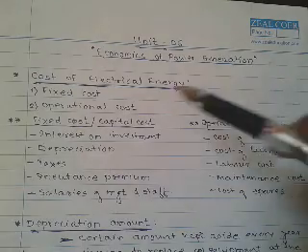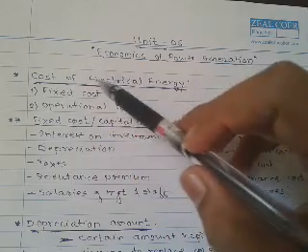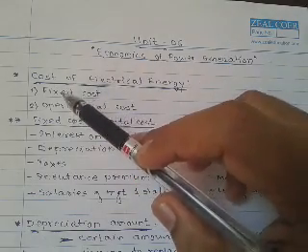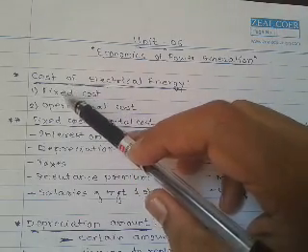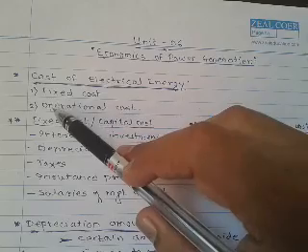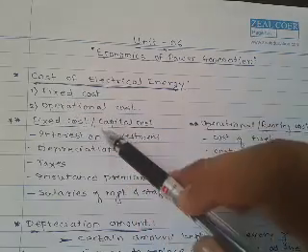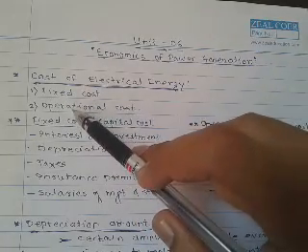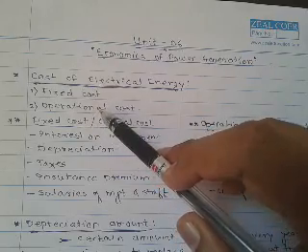So cost of generation or cost of electrical energy basically depends on two types of cost. One is called fixed cost and another is called operational cost. So fixed cost and operational cost. Fixed cost is also called capital cost, and operational cost is also called running cost.